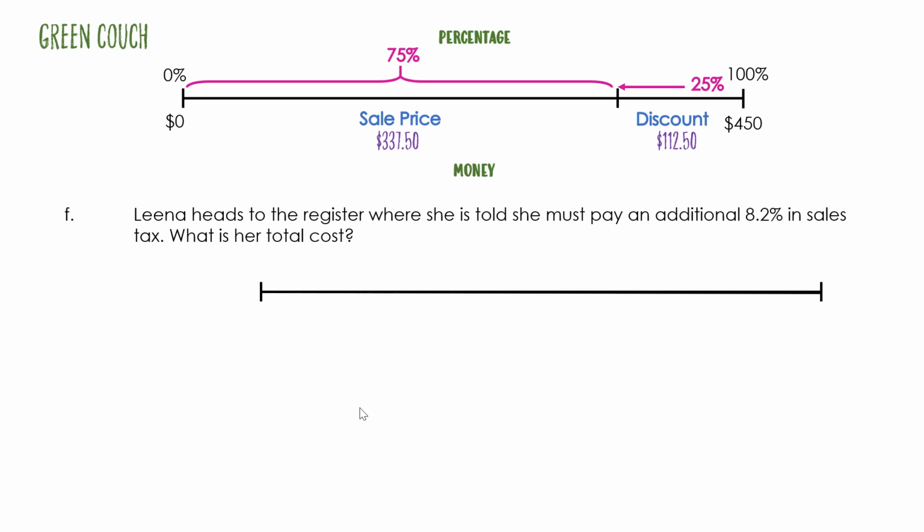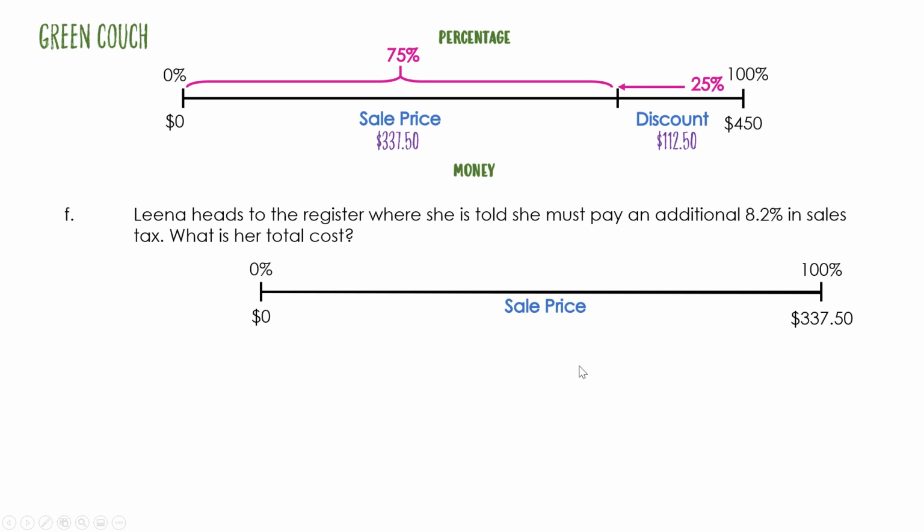So again, I'll draw my diagram. I'm talking about 0% being $0, right? It doesn't matter what the cost is. 0% is going to be $0. Since I'm only talking about the sale price in this case, 100% would be $337.50. I've already gotten rid of this discount. I don't care about this anymore. I'm just talking about $337.50.